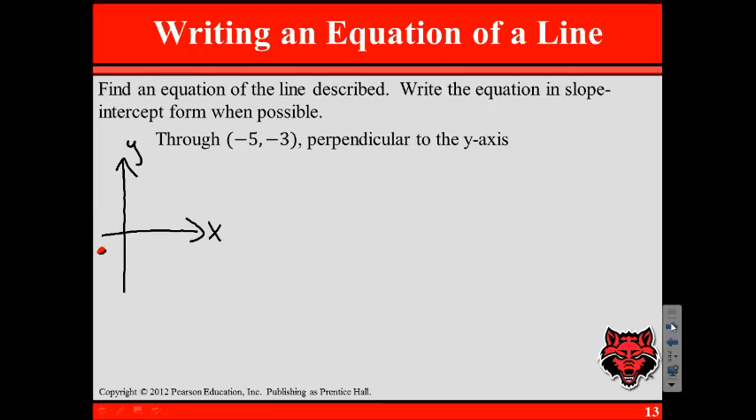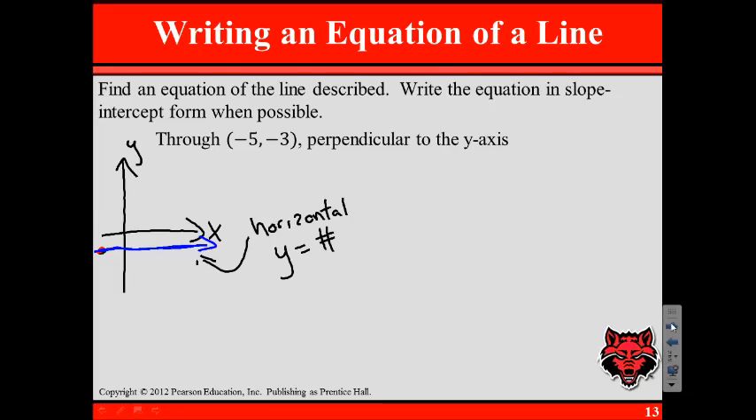Now, if our line is supposed to be perpendicular to the y-axis, then it will have to be a horizontal line. The y-axis is a vertical line, and if you'll remember, in the last section we discussed horizontal and vertical lines are perpendicular. So our line will need to be a horizontal line. Once we decide we're going to have a horizontal line, hopefully you remember that horizontal lines have the equation y equals a number.